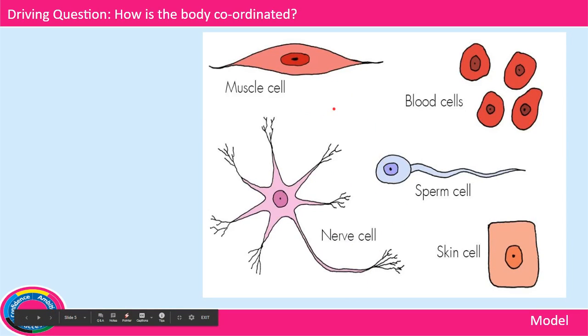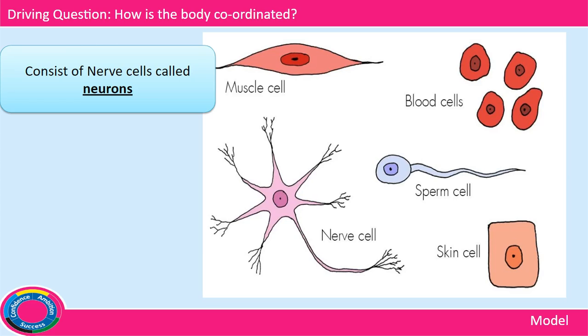So here we've got different specialized cells. You've learned about differentiation in the past, that when you're born at the embryonic stages, cells are undifferentiated, and as the organism grows, cells become specialized and are adapted to carry out a particular function. Here we've got a muscle cell. Here we've got your blood cells, sperm cell, skin cell, nerve cell. They are all specialized cells. They are adapted to carry out a particular job. They have a particular feature or characteristic that's going to allow them to carry out their function.